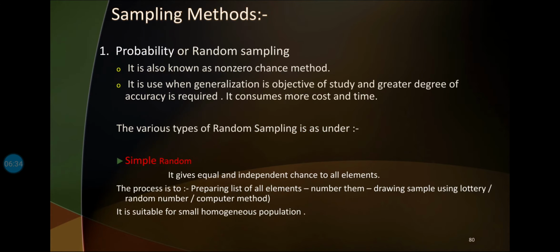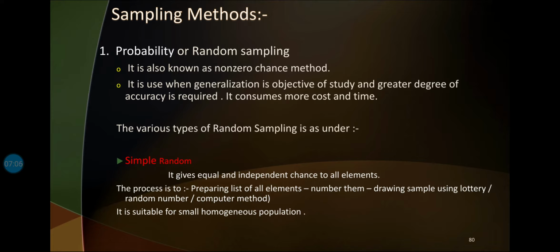Now the sampling methods, we will discuss them one by one. The first method is probability or random sampling. It is also known as the non-zero chance method. It is used when generalization is the objective of the study and a greater degree of accuracy is required. It consumes more cost and time. The various types of random sampling are as under. Simple random sampling gives equal and independent chance to all elements.